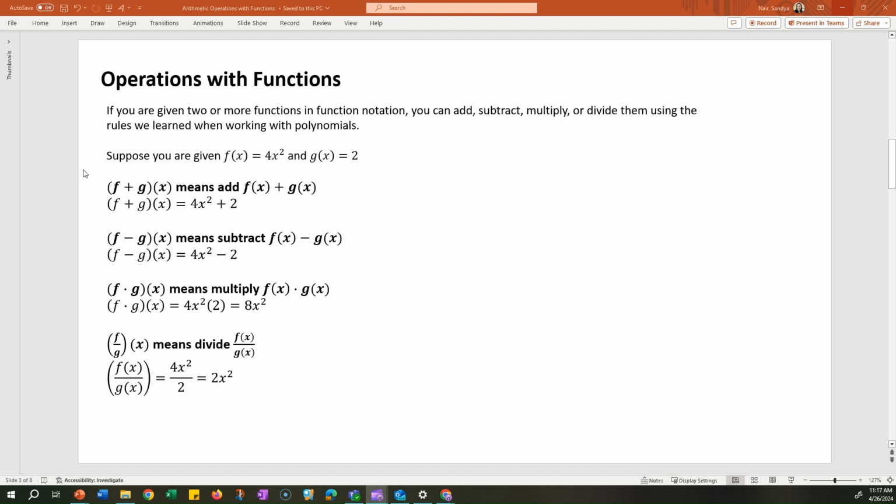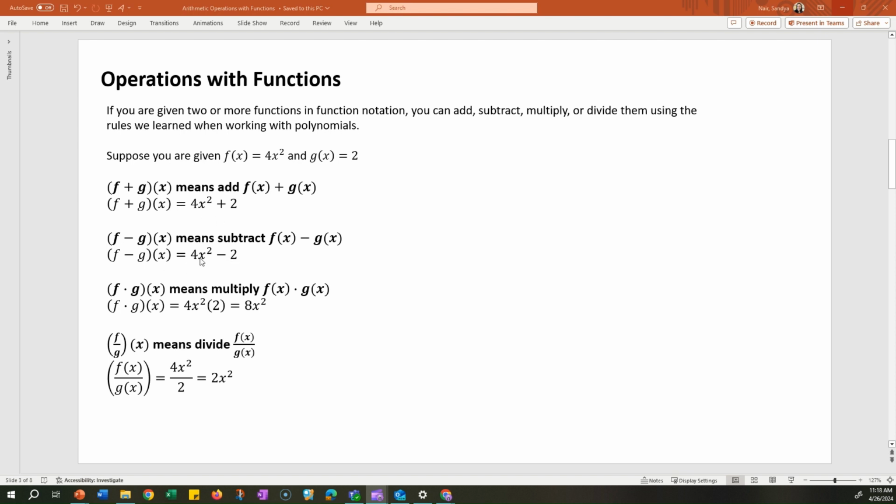So suppose you're given f of x equals 4x squared and g of x equals 2. So these are two different functions. If it asks us to find f plus g of x, that means take f of x and add it to g of x. So we're going to do 4x squared plus 2, and we can't simplify this any further because these are two unlike terms. If we have f minus g of x, that means subtract f of x minus g of x. And so that's just going to give us 4x squared minus 2.